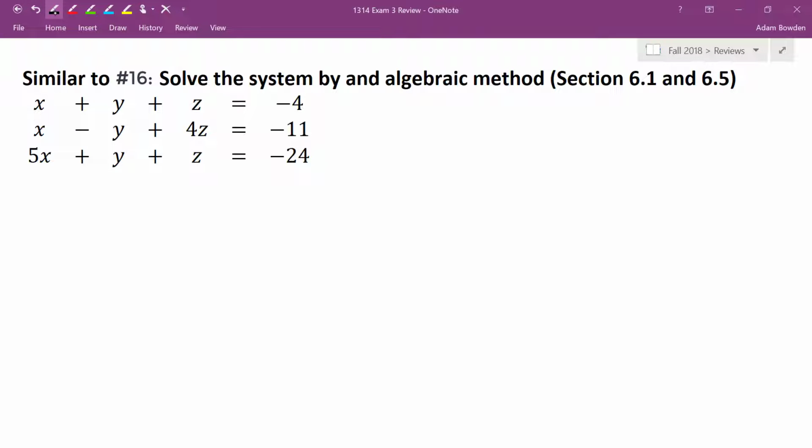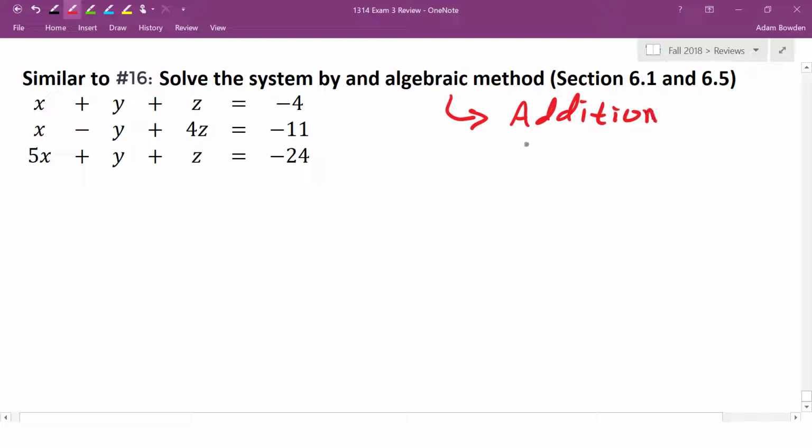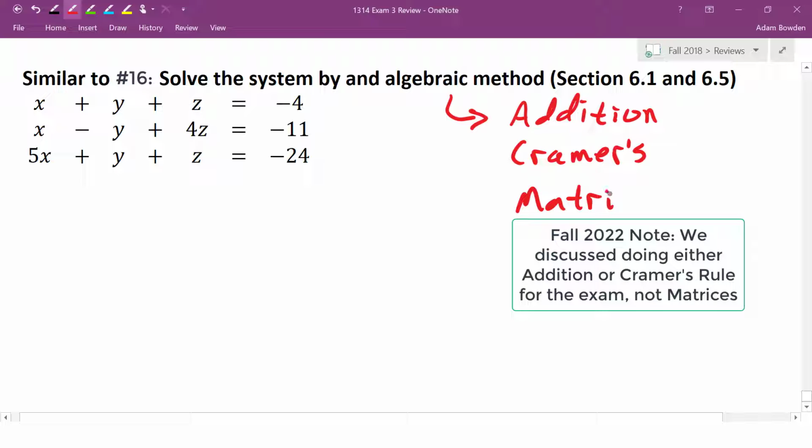We're going to solve the system by any algebraic method that we choose. And this is going to be a three-variable system. So what we're going to refer to by any algebraic method is generally the addition method, Cramer's rule, or matrices. Those are the three that we worked out in class algebraically for solving a three-variable system.